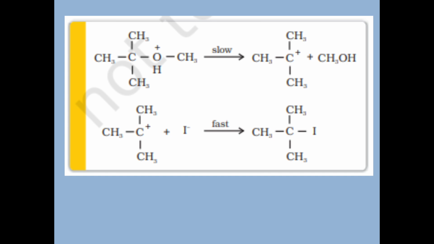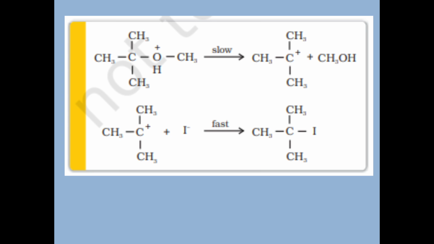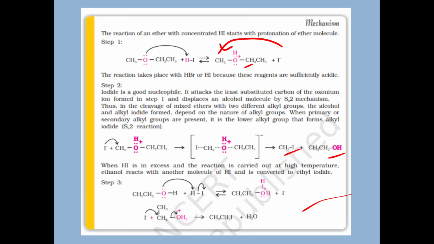This protonation process is slow. In the cleavage of the ether, at first this form is generated, and iodide will attack here. This is fast. The formation of a carbocation is important for cleavage of ethers.